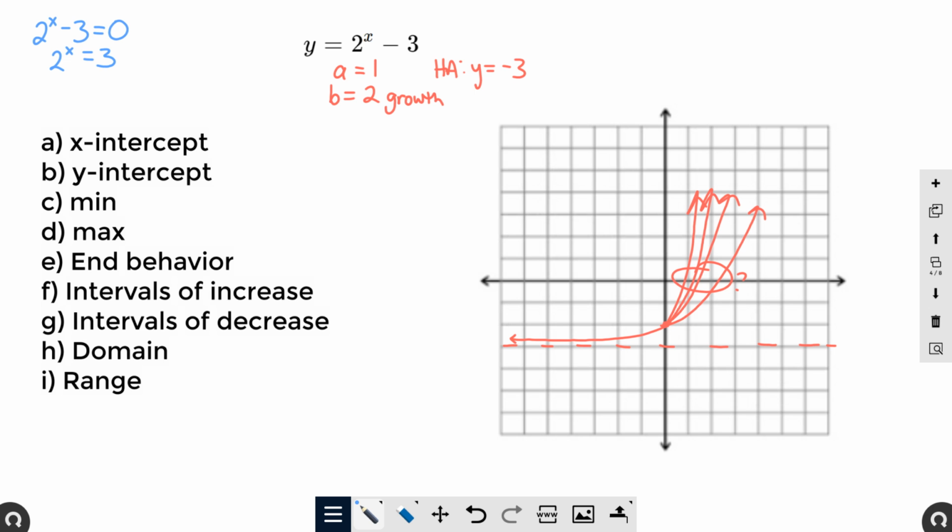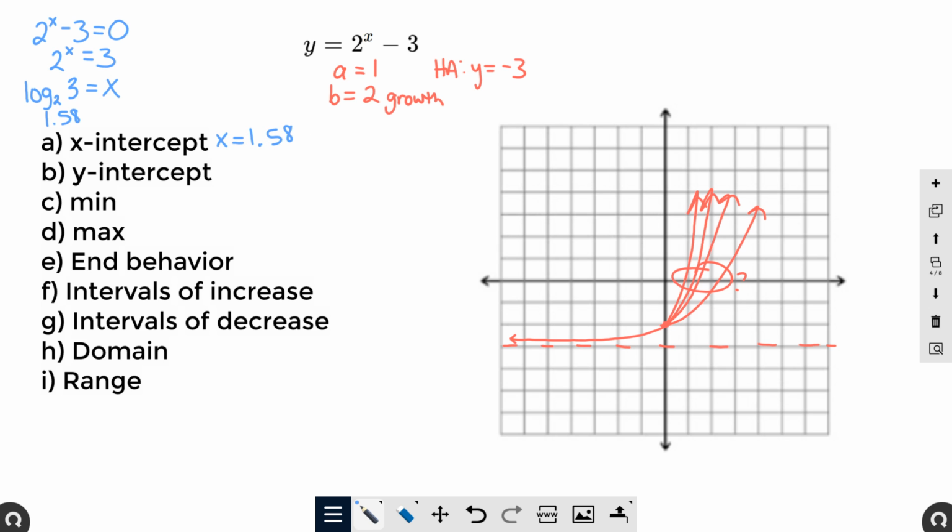Then we write it as a log. Log base 2 of 3 equals x. So you do the wheel. Grab those calculators and type it in. What is log base 2 of 3? 1.58. So my x-intercept is 1.58.